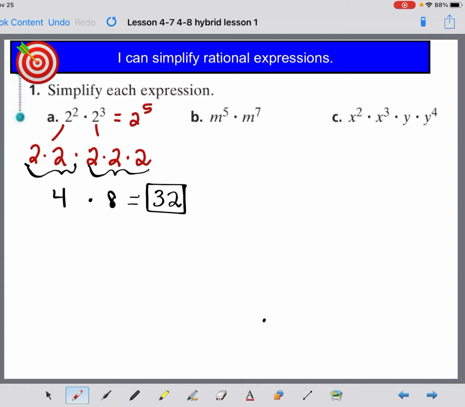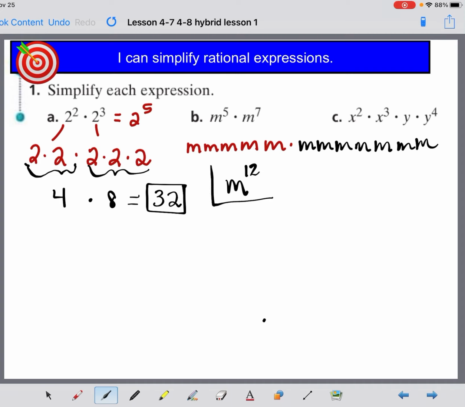In this one, I can only simplify because I have variables. This is m to the fifth, 1, 2, 3, 4, 5, and then m to the seventh, 1, 2, 3, 4, 5, 6, 7, which is the same as m to the 12th. m to the 12th is as simplified as I can go. I can't give a numerical answer.